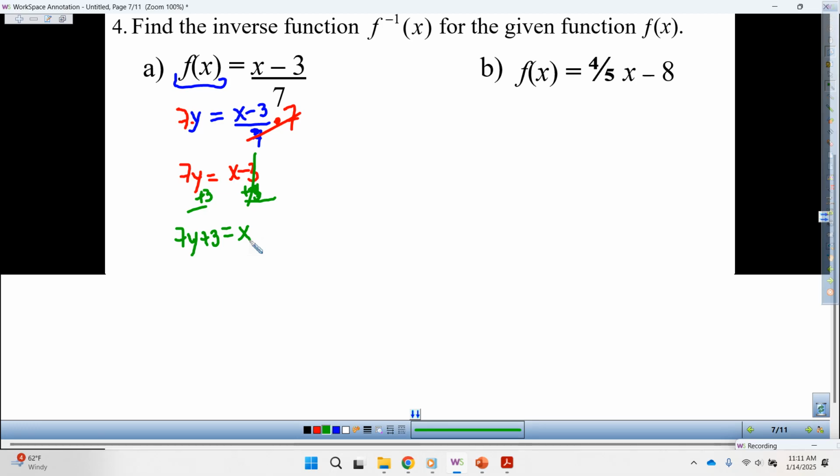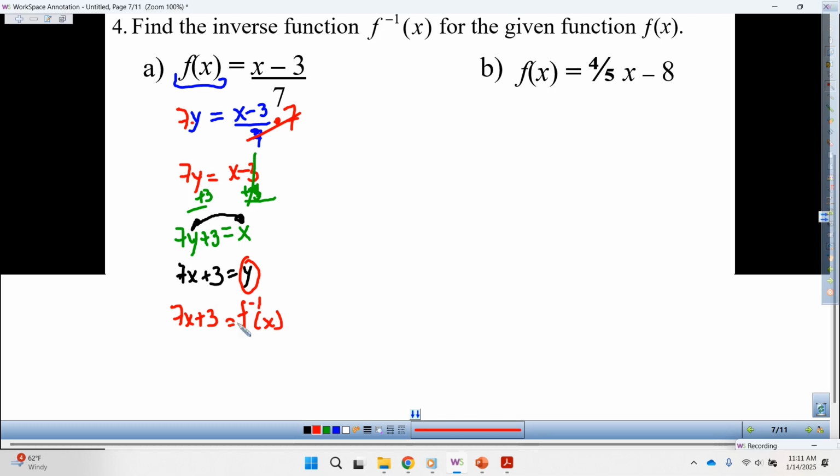And what makes it the inverse? Remind your neighbor from yesterday, what's going to make it the inverse? All right, looks like Mario's got it, Gio's got it, but let's go with Elijah. Pick someone. Joseph, what makes it the inverse? You swap the y and the x. That's what's going to make it the inverse. 7x plus 3 equals y. But we need to change this, so that is f inverse of x equals 7x plus 3. Is that correct?